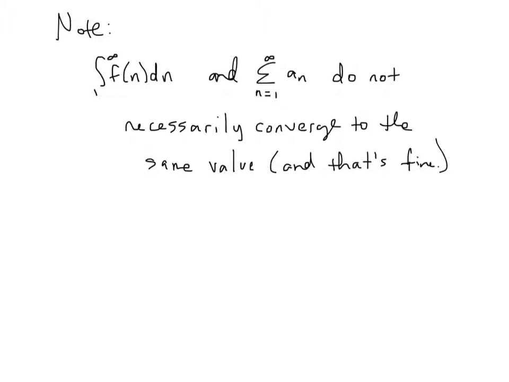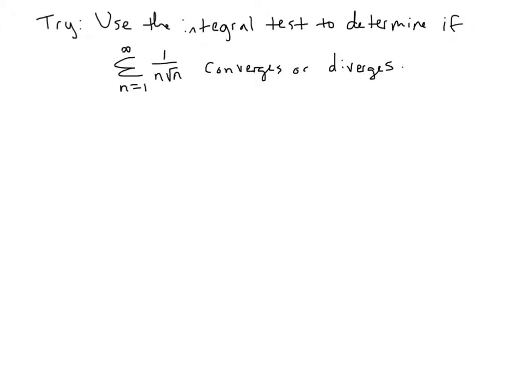But that also means that if the integral converges to 2, you can't assume that 2 is also the sum of the series. So that's important to remember. Alright, here is one for you to try. Use the integral test to determine if the series of 1 over n square root of n converges or diverges. Pause the video here, and then we will look at the solution.